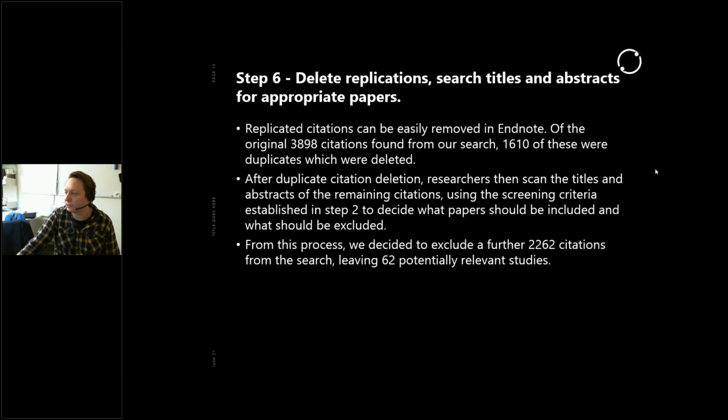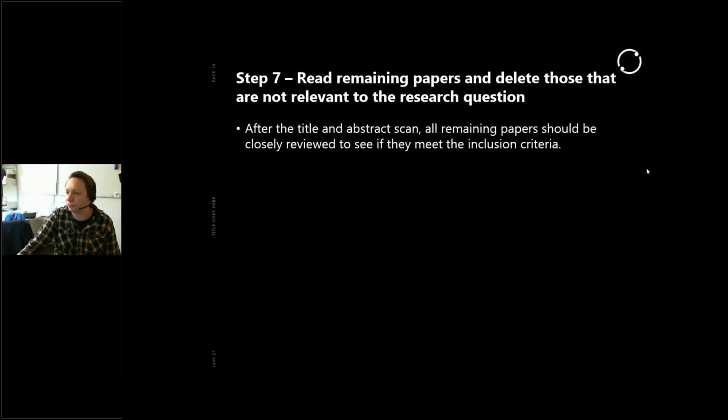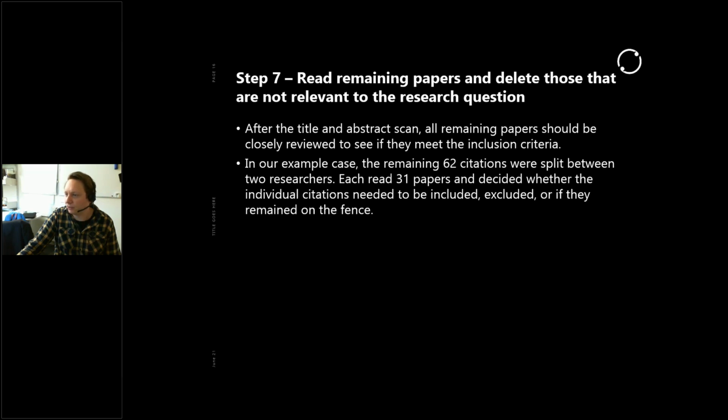Leaving 62 potentially relevant studies. What we did at that stage was to read the remaining papers and delete those that were not relevant to the research question. So we read the title, we did the abstract scan, and then we closely reviewed the paper to see if they meet the inclusion criteria.